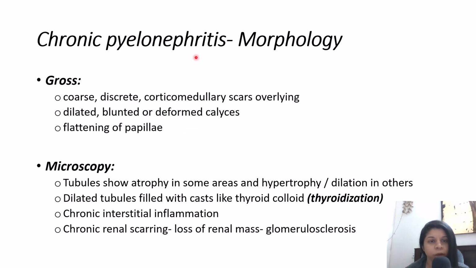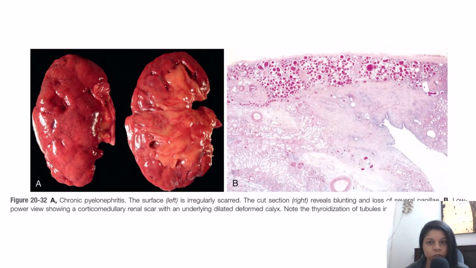And then chronic pyelonephritis, that is the condition I am discussing. Grossly, I said there will be scarring because of chronic inflammation. The kidney is healing those areas of infection by forming scars. Microscopically, you will see thyroidization of tubules and dilatation of the tubules. So this is the gross picture.